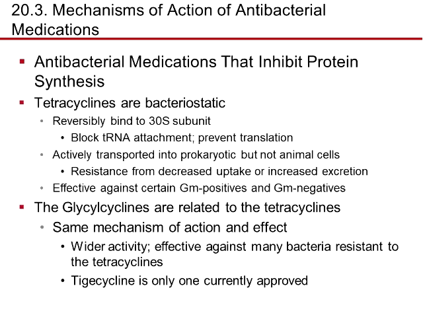Tetracyclines are bacteriostatic. They inhibit protein synthesis. They reversibly bind to the 30S subunit, and they block the tRNA attachment, which prevents translation. They're actively transported into prokaryotic, but not animal cells, and resistance comes from decreased uptake or increased excretion. They're effective against certain gram-positives and gram-negatives. Now, we don't use tetracycline per se now. It's the first generation. We generally now use second generation, that's the doxycyclines. Tetracyclines are poorly absorbed, and doxycyclines are much better absorbed.